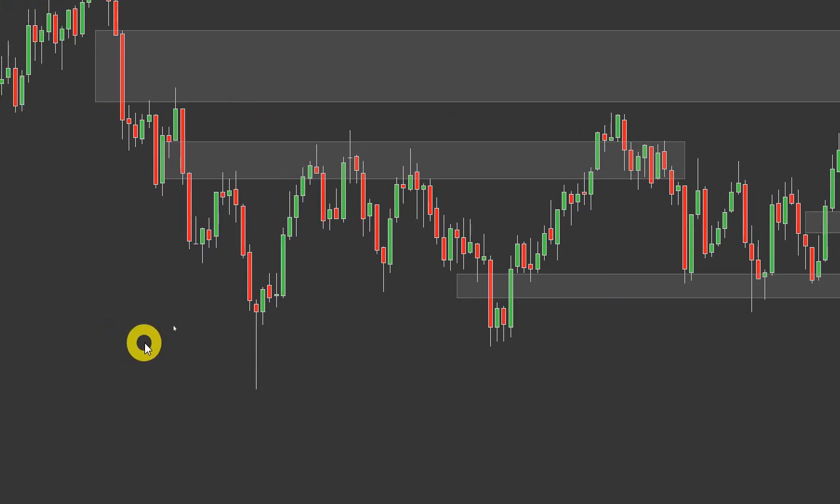Here's another area right here, a double fair value gap going down and going up in the same area right here. Now, they're not perfectly matched, but there's the one going up, there's the one going down. That area where these boxes intersect is the fair value gap zone.